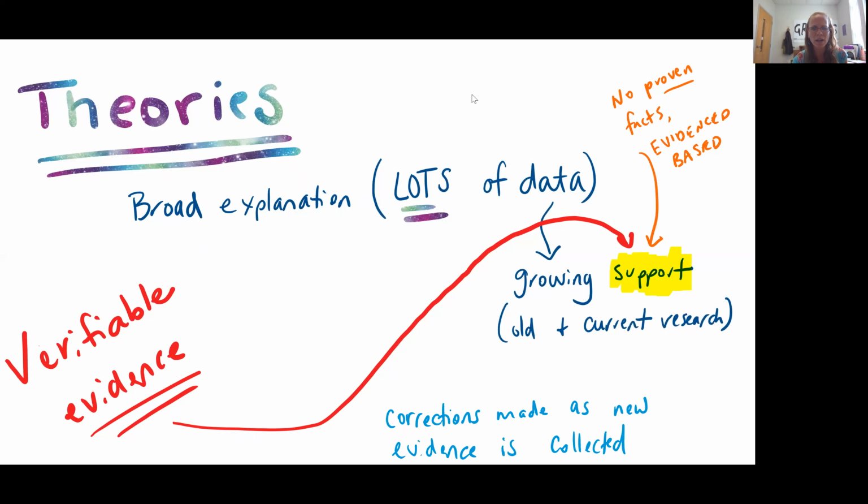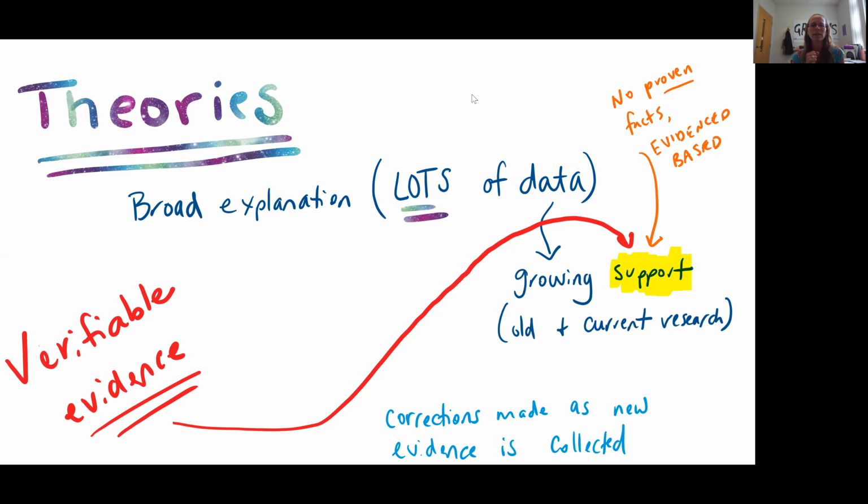Theories are broad explanations. They include lots of data. They are not proven facts. So you never say, this proves that. You want to say, this data supports. There is evidence to support. So we always think about our data as supporting our theories or supporting our conclusions, but never proving this to be true. So you want to make sure you're careful about that in your conversations.